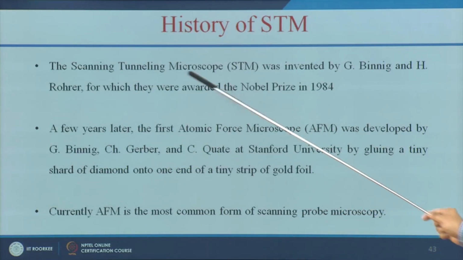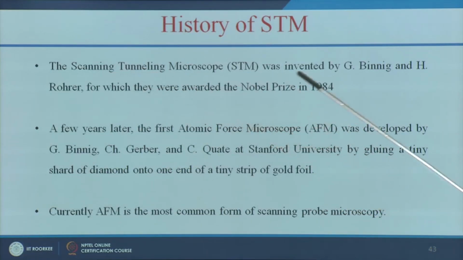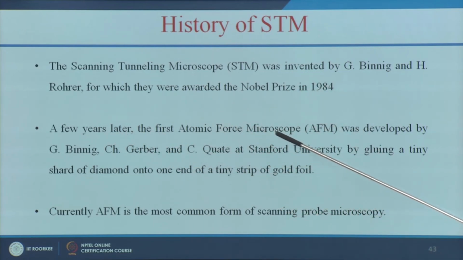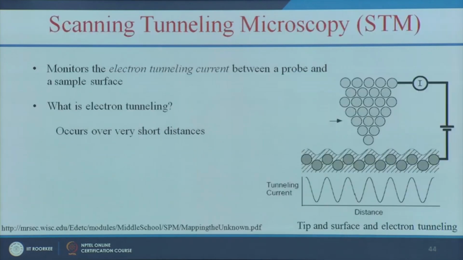So, briefly on the history of STM, the scanning tunneling microscope was invented by G. Binnig, and they were awarded the Nobel Prize in 1984. After a few years they invented the atomic force microscope, and currently the AFM is the most common form of scanning probe microscopy. So, in the scanning tunneling microscope, STM, what are we going to measure?